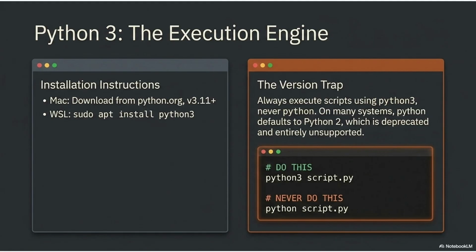The version trap is the critical warning. Always execute scripts using python3 with the script name.py. Never use python with the script name.py. On many systems, the command python is hardwired to the obsolete Python 2, which is deprecated and entirely unsupported. Python 2 syntax is incompatible with Python 3 code. Running Python 2 on Python 3 scripts produces cryptic errors that look like syntax problems but are actually version mismatches. Python 3, always with the number 3. Make this the reflex before the first assignment.